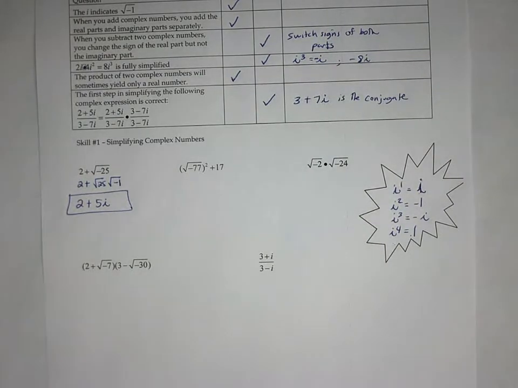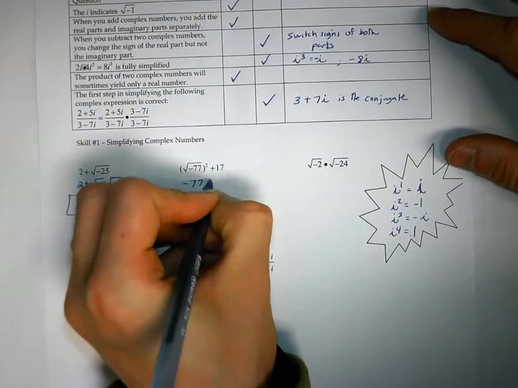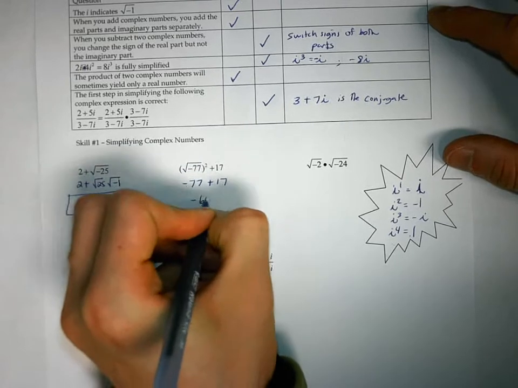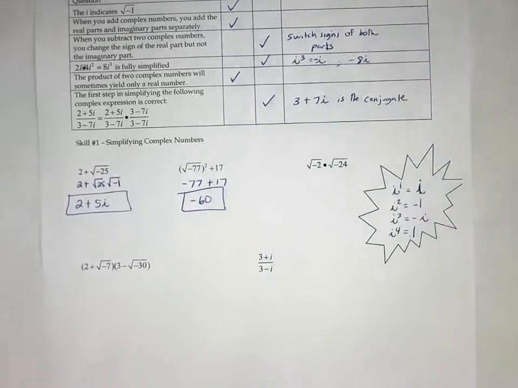The second one is the square root of -77 squared plus 17. Well, the square root and the square cancel each other out. So I'm left with -77 plus 17, which gives me -60.